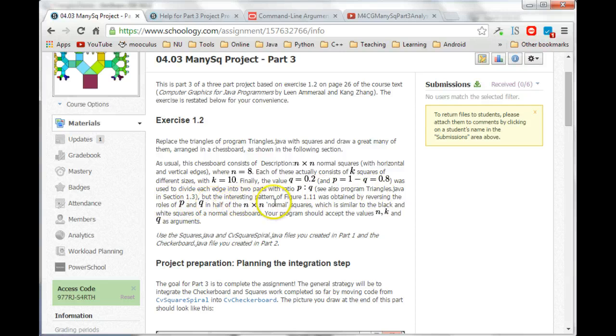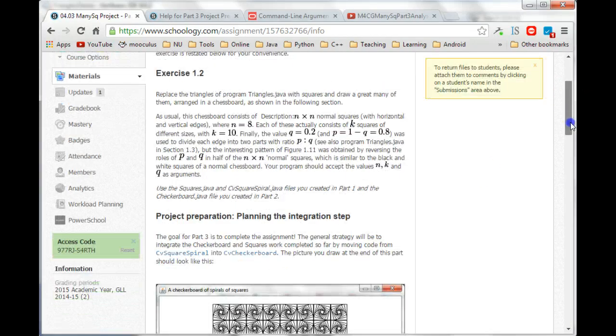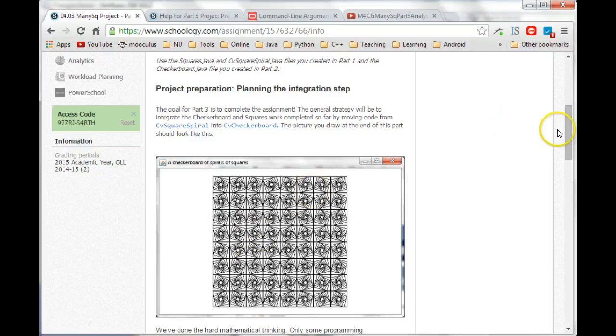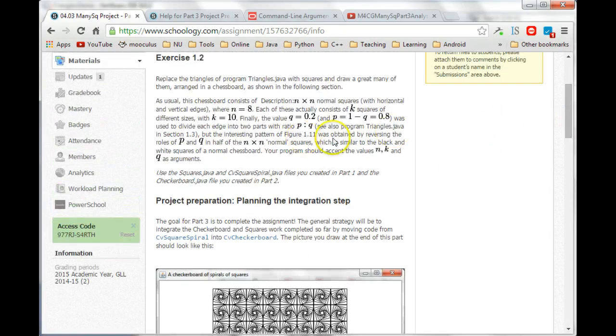program. But the interesting pattern of figure 1.11, which figure 1.11 is this, was obtained by reversing the roles of p and q in half of the squares. Half of the normal squares, which is similar to black and white of a normal chessboard. So half the squares have our original ratio of p to q, and half of them have those ratios reversed.